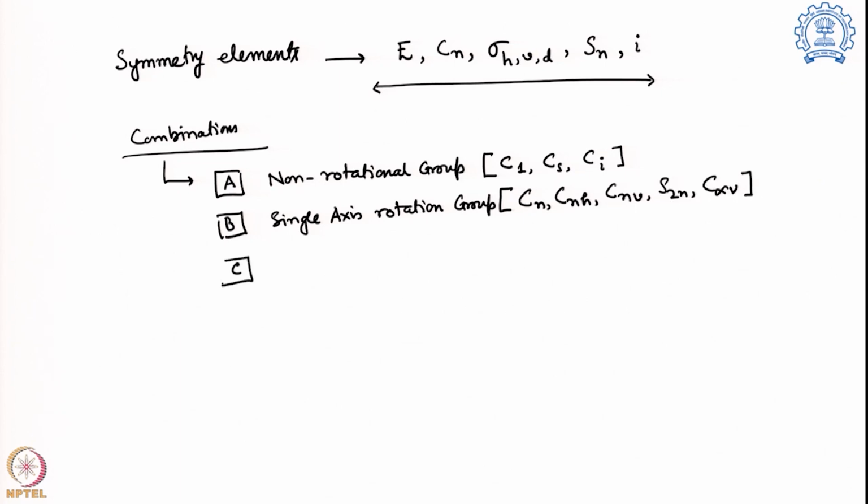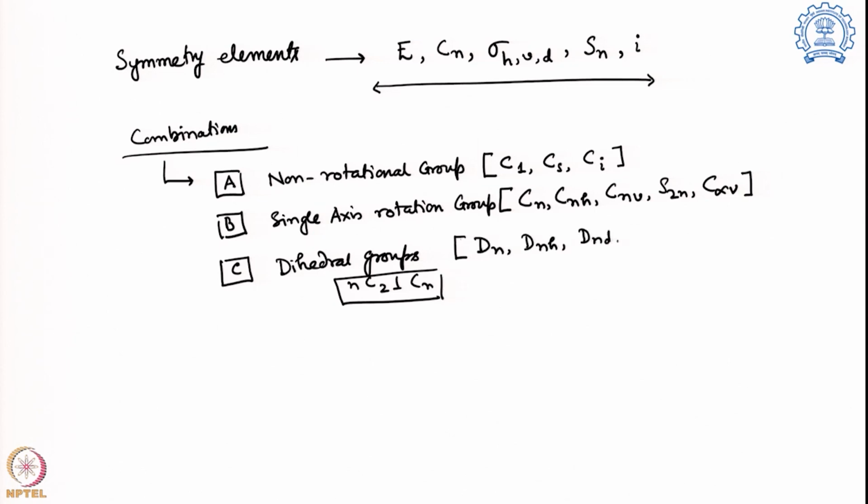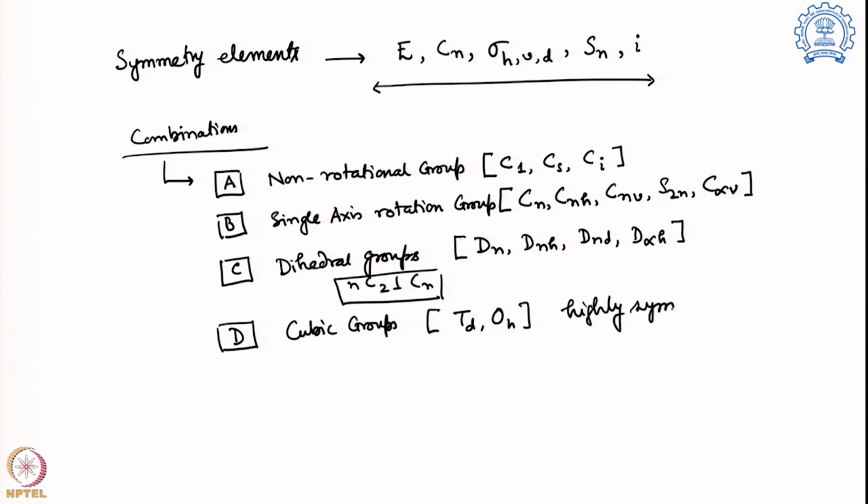Then we can have dihedral groups, which are nothing but an extension of single axis rotation with an additional factor that there will be n number of C2 axes perpendicular to Cn. If this is valid, then you have Dn, Dnh, Dnd and D infinite h point groups. And lastly we can have cubic groups, which belong to tetrahedral and octahedral, which are highly symmetric point groups.